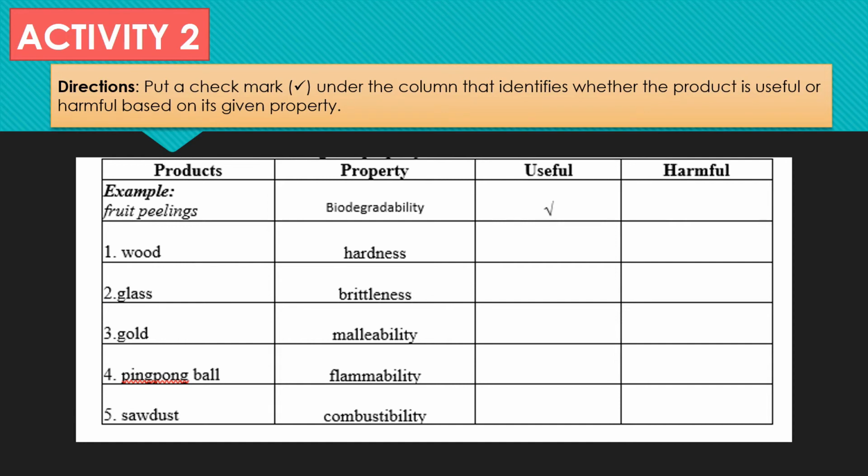For your activity number 2, directions. Put a check mark under the column that identifies whether the product is useful or harmful based on its given property. Example is given. Fruit peelings as a product, and its property is biodegradability. It is useful. Now you do numbers 1 to 5.